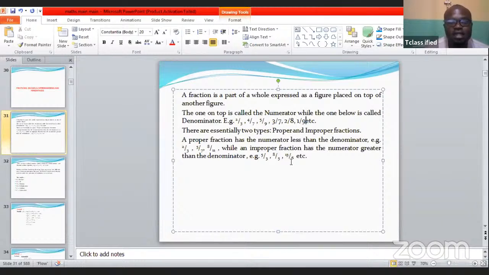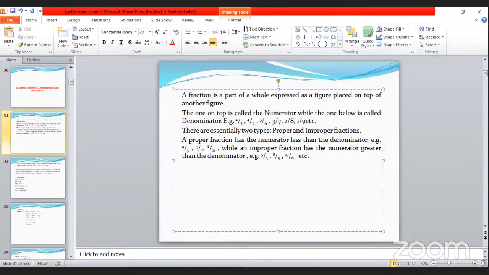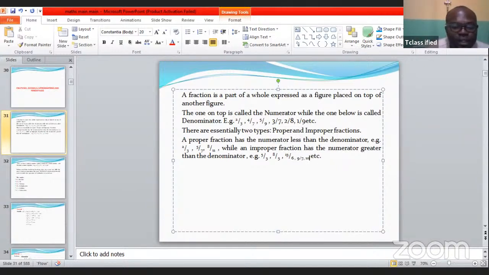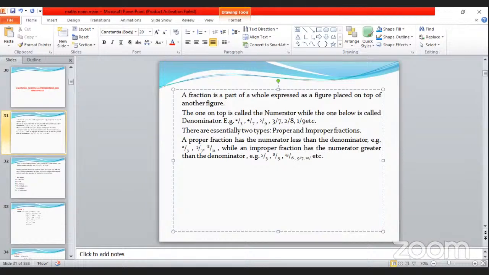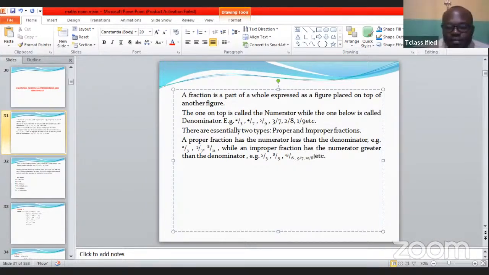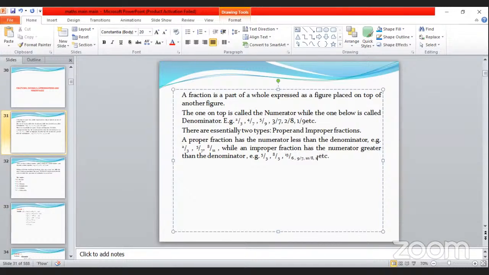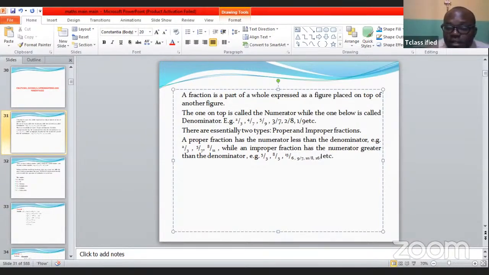So you can see that these are improper fractions. Oluwase, give me more examples of improper fractions. 9/7, 10/8, 16/14. Okay, good. All these are improper fractions because the numerators are greater than the denominators.